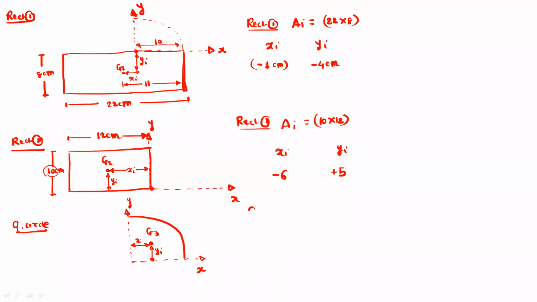So for the quarter circle, area is equal to pi r square by 4. So this is pi by 4. Radius is 10 centimeter. So it is 10 square. And x and y coordinate. So this centroid G3 is located in the first quadrant. So both will be positive, x and y.